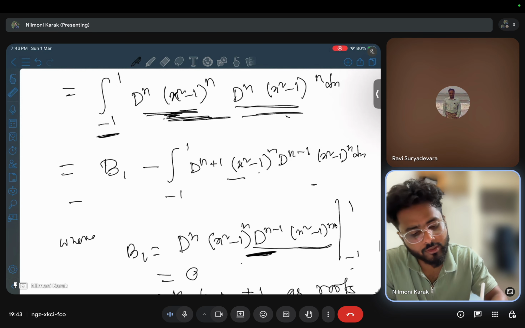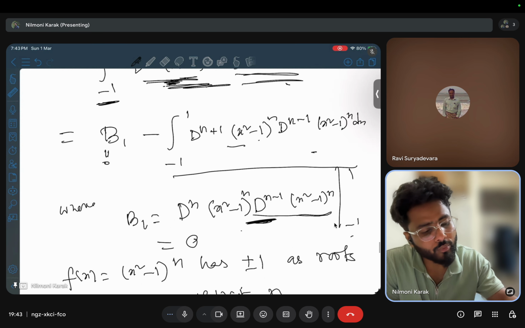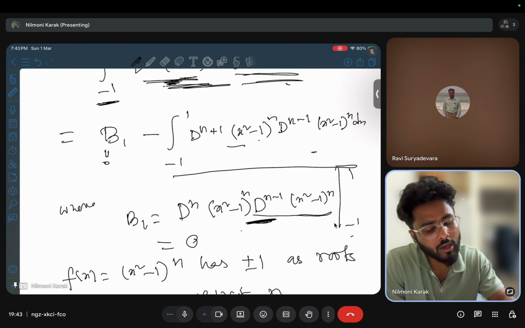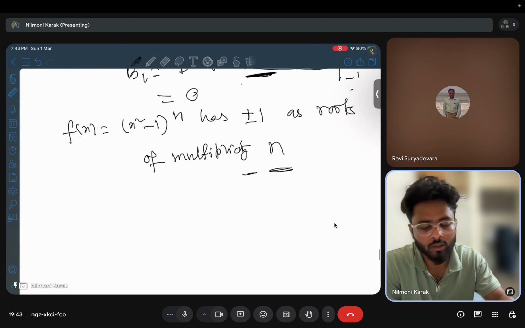And so this is 0 minus this. So that's why it should be right. So see, now we want to integrate this by parts again. Okay, by parts again. So we want to use by parts again in this integral.